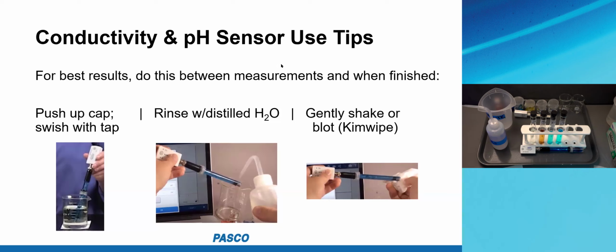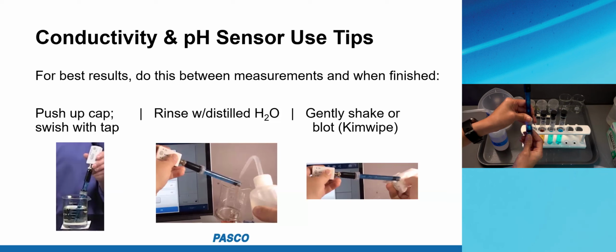Okay, so conductivity and pH sensor use tips. Now the pH sensor, I always get lots of questions about this sensor. How do I take care of it? What do I do if the solution runs out? How do I calibrate it? Do I need to calibrate it, etc.? I'll get to those questions. So first, the basic use.